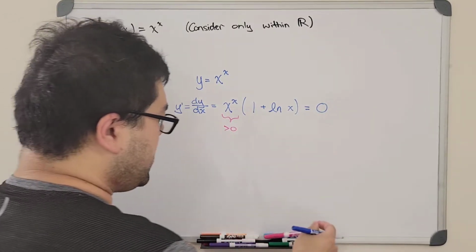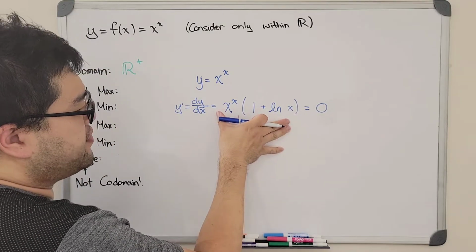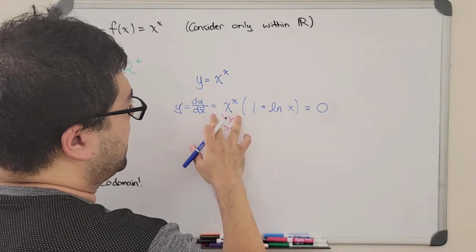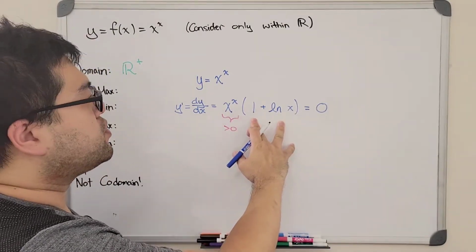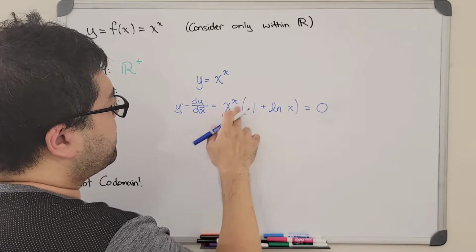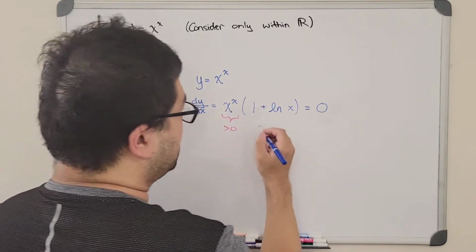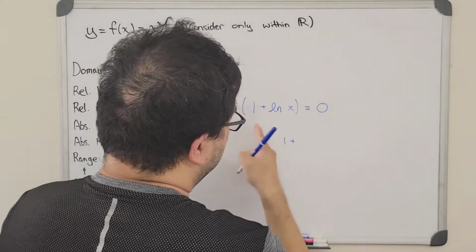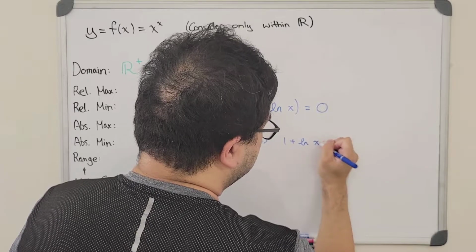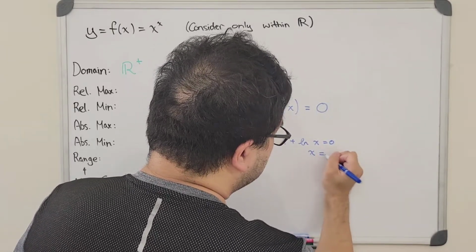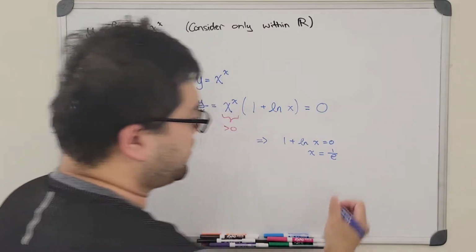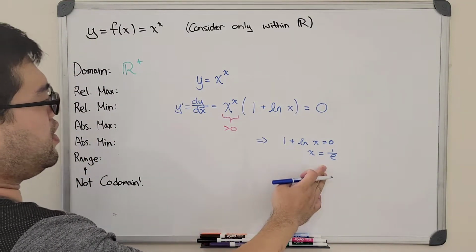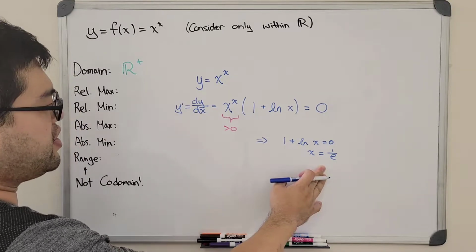So in order to satisfy the first derivative equaling 0, we have to have at least one of the factors equal to 0. Since x to the x power is not equal to 0, the only way to get it equal to 0 is the second term, 1 plus ln of x equals 0. If we solve for x, we find that x equals 1 over e. Good. So now we know the location of the relative extrema.